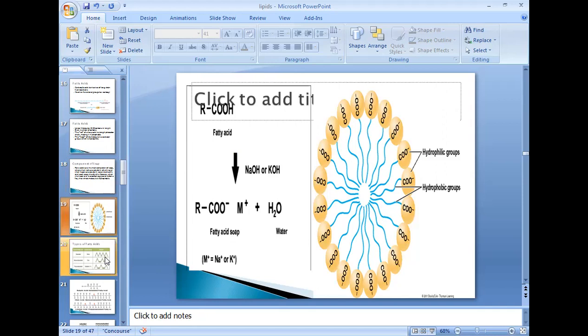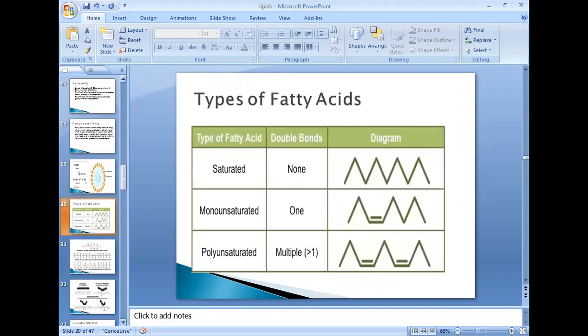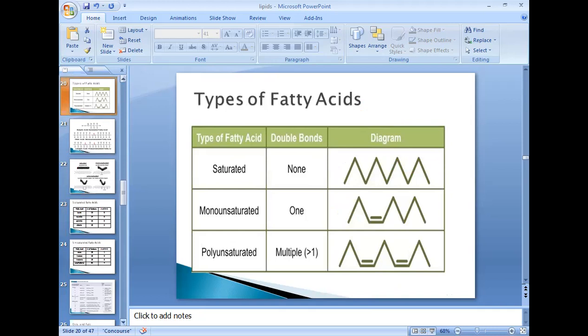Fatty acids can be of different types depending on their saturation. Saturated fatty acid means no double bond is present in the structure. Monounsaturated fatty acid, mono means one, so one double bond is present in the structure. Polyunsaturated fatty acid has more than one double bond in its structure.